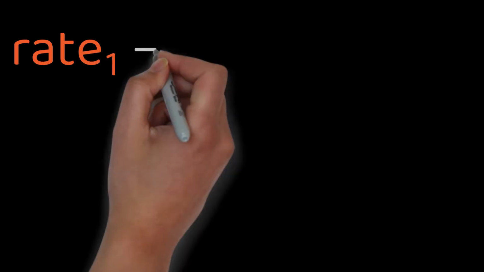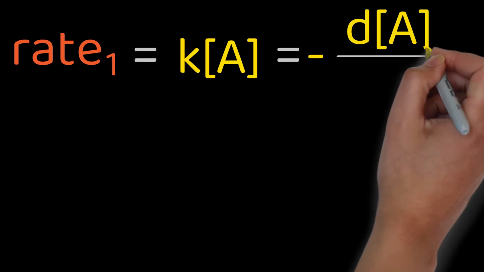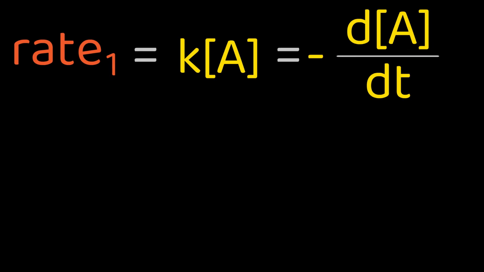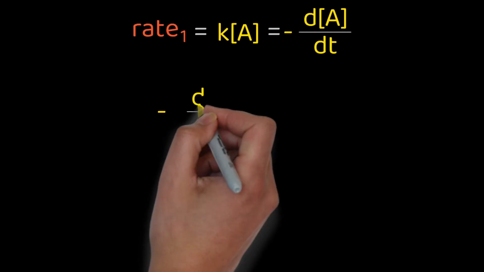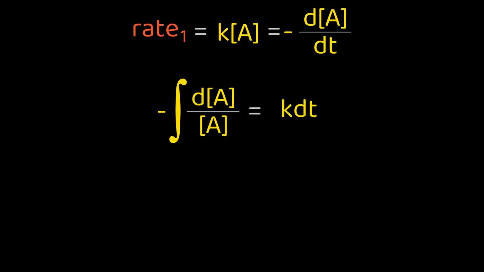First, integration of a first-order reaction. Here is a generic first-order rate law. We have seen that this rate law is basically equal to the negative slope, or the negative change in concentration divided by the change in time. Do you remember why it is negative for reactants? We can rearrange this. Integrate between time equals 0 and some arbitrary time t.